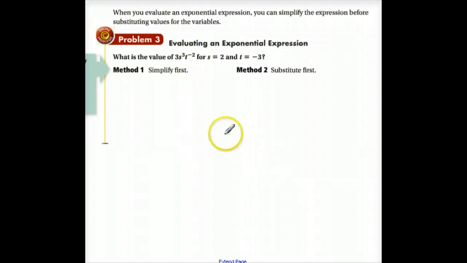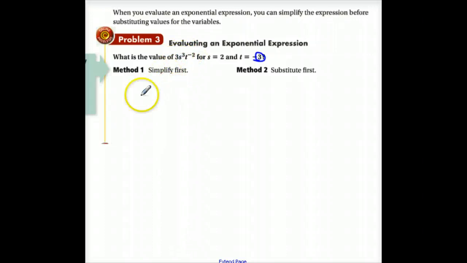In the first method, you're going to simplify first. That means if you have negative exponents, you're going to move them up or down on your denominator or numerator prior to substituting. If you choose method 2, you're going to substitute your values for your variables into your expression and then simplify. Either way works. It's really your preference. So I'm going to go with method 1. I'm going to simplify first.